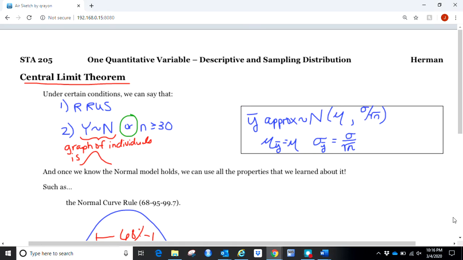In our previous video, we discussed the central limit theorem that told us under our conditions that we have a random sample, we either know the population is normal or have a sample of at least 30, we can use a normal distribution to approximate the sample mean. Our goal in this video is to apply this to our first example.